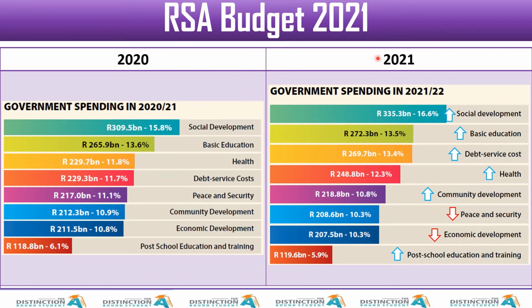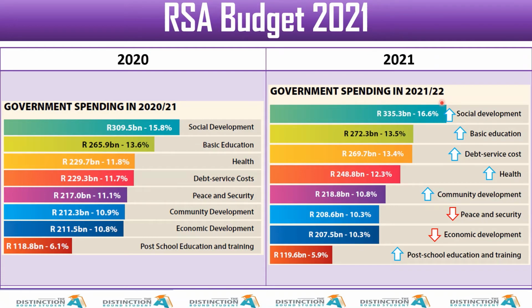All right, then this is how government is going to spend, and obviously this expenditure is done from the 1st of April to the 31st of March. We call that our fiscal year. All right, so social development went up. Okay, it contributes 16% of the entire expenditure.